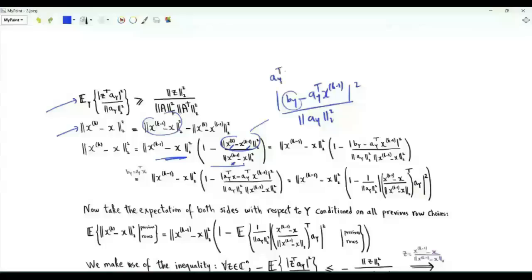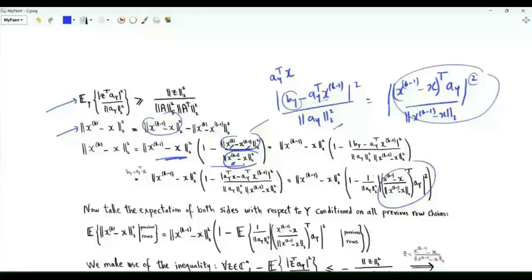We can write by as ay transpose x. So this is the magnitude squared of x of k minus 1 minus x transpose times ay. We have a square, so there is no problem in swapping the two terms. We can put this L2 norm squared here as the L2 norm of x of k minus 1 minus x. We also have this factor 1 over the L2 norm squared of ay.